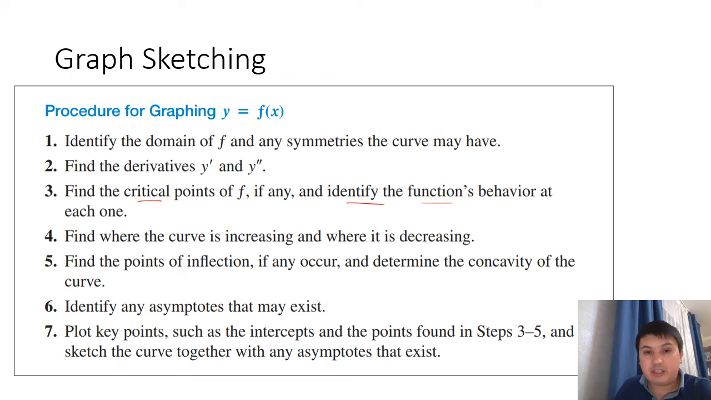And then what else? Again, from the first derivative, we can find out where the function is increasing and where it is decreasing, and then we start investigating the points of inflection and the concavity, where it's concave down, where it's concave up, etc. You furthermore identify whether you have asymptotes, like horizontal asymptotes, vertical asymptotes, and so on and so forth.